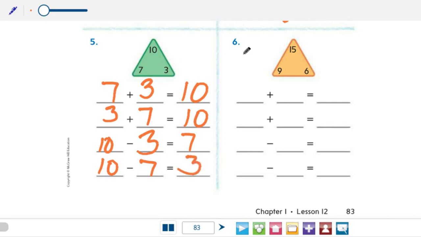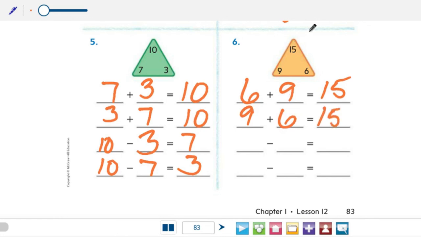All right. My last one over here is number 6. I start with my addition problems. So I'm going to start this one off with the number 6. I'm going to go over and add 9, and then I'm going to go up to equal 15. For my next fact, I'm going to start with 9. Slide over to add that 6 to it, and end up with 15.